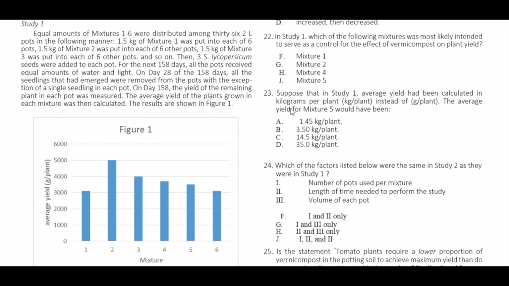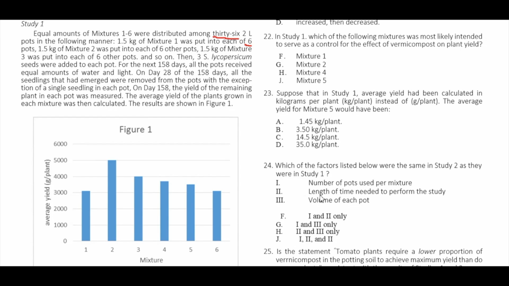So here, study 1 says, okay, equal amounts of mixtures, 36 2-liter pots. Okay, so number of pots used per mixture. We can see that there were 6 pots used per each mixture based on this first part of study 1. We can look at, okay, 36 here, and then each of the 6 pots for each mixture.